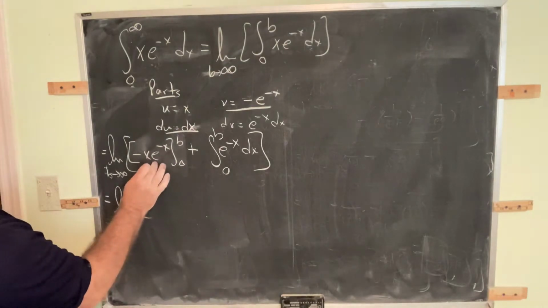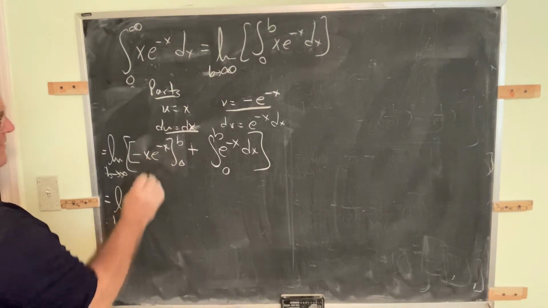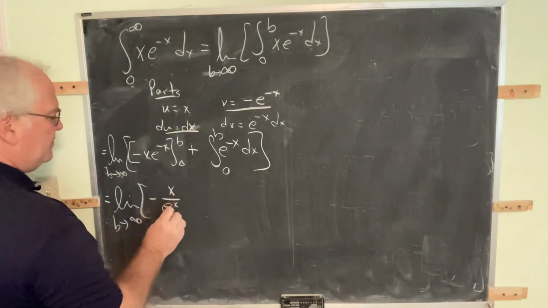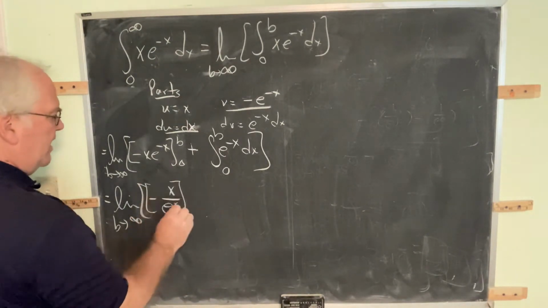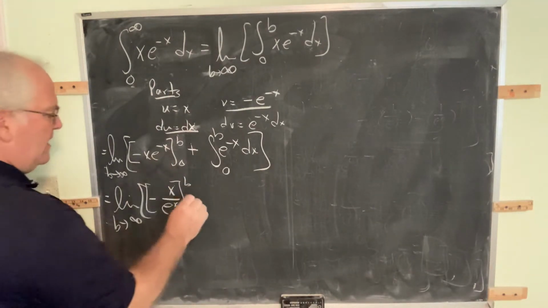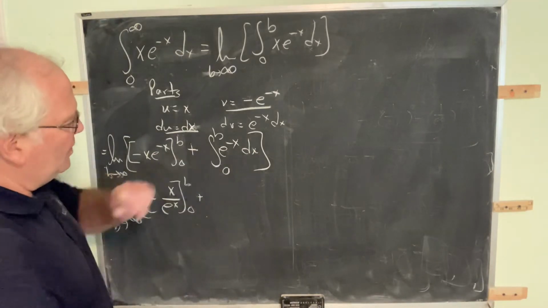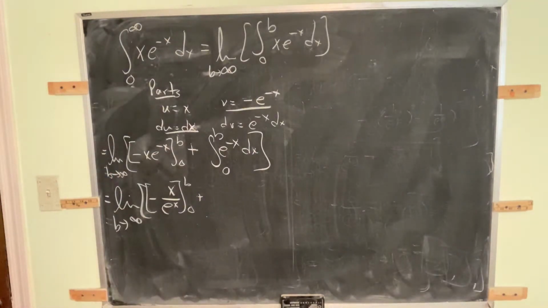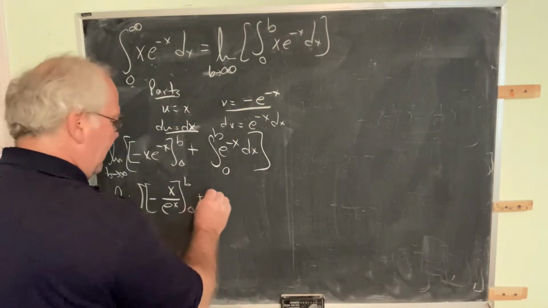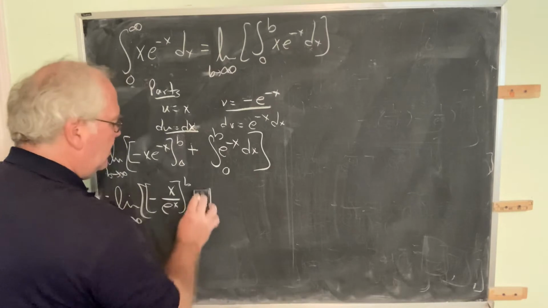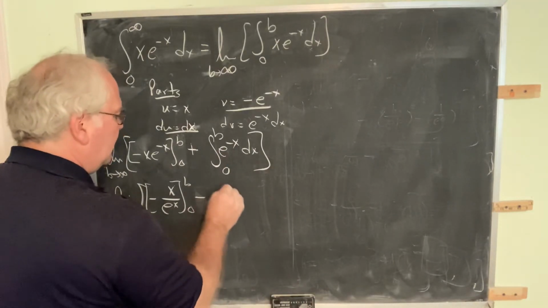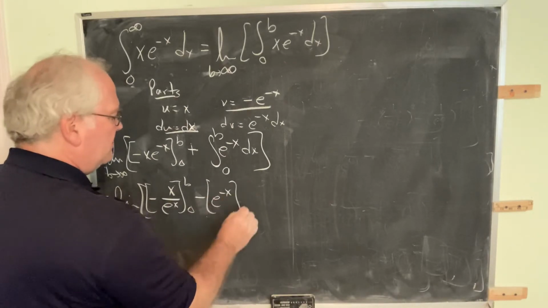And I'm going to simplify this on the fly, if you don't mind. I'm going to write this as negative x over e to the x, and that's going to be evaluated from 0 to b. Get rid of the negative sign while I'm at it here. And then plus the antiderivative of e to the negative x, which is negative e to the negative x. It hasn't changed in the last few minutes. So this is negative e to the negative x, and that's evaluated from 0 to b.